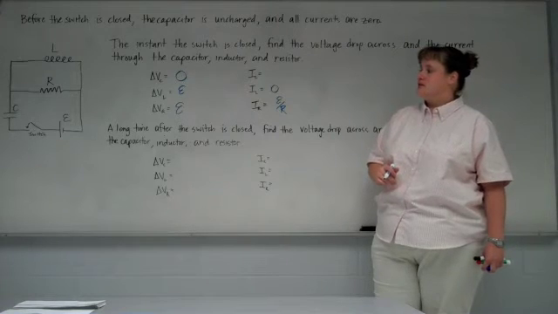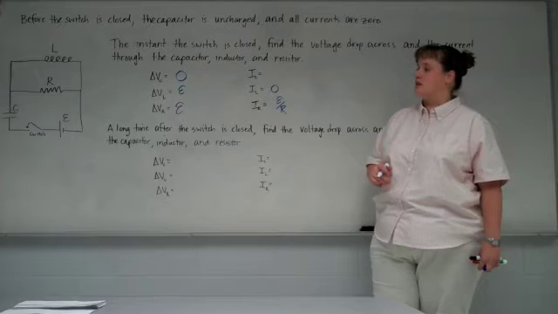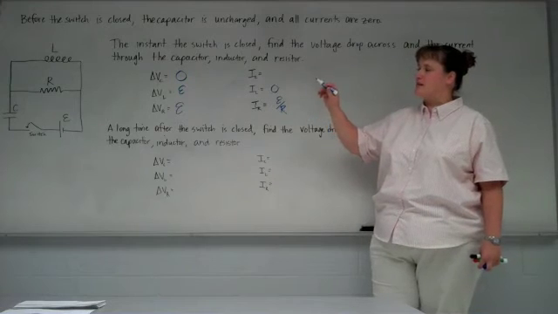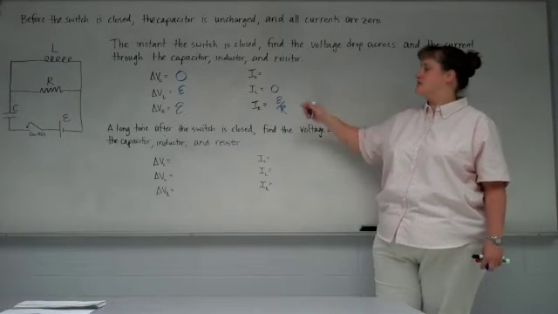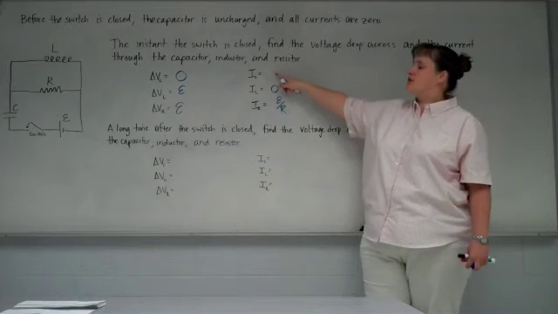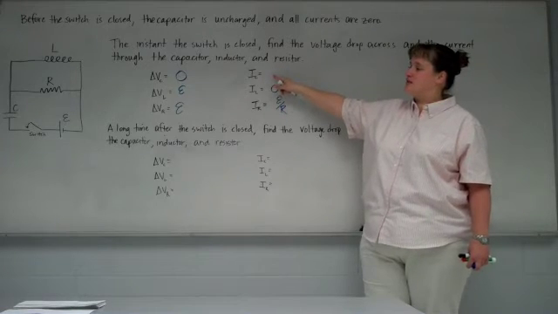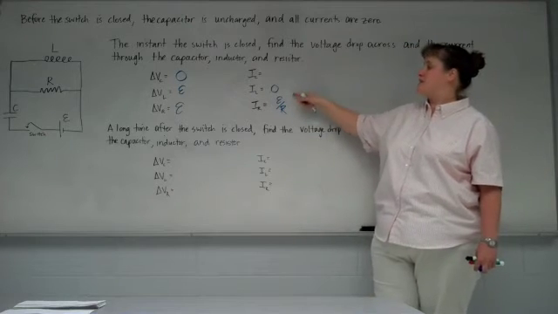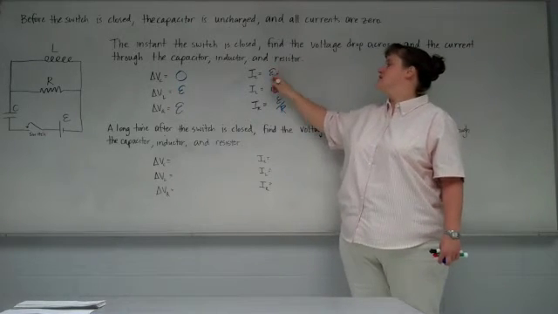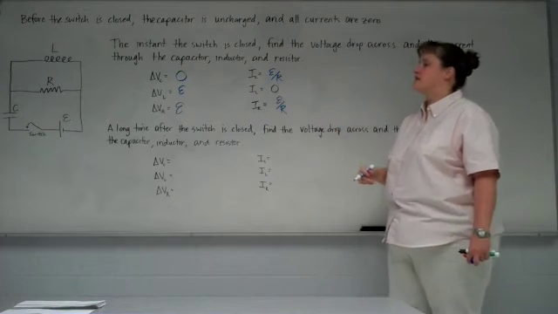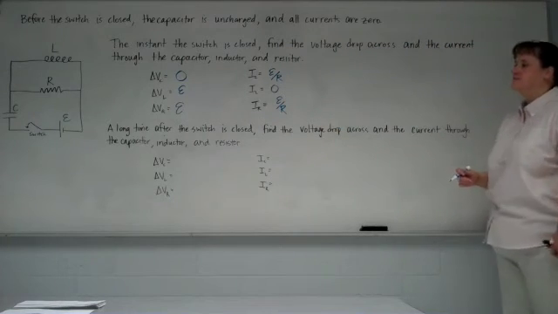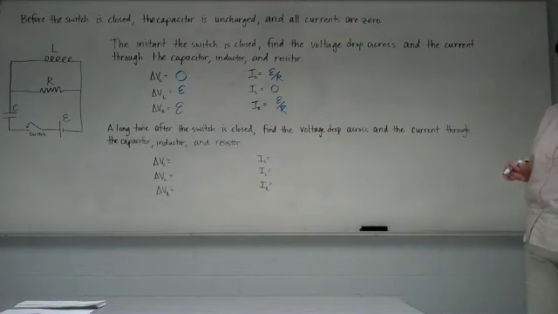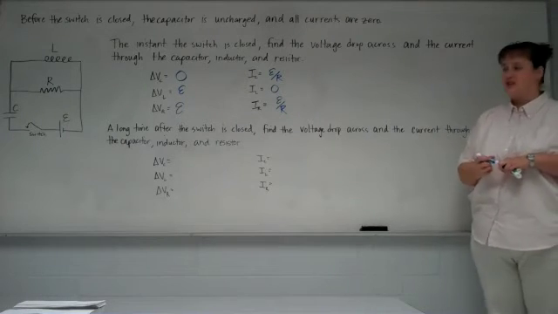According to the junction rule, whatever current flows out of the battery splits off at the junction. So the total current flowing from the battery is the current flowing through the branch that has the capacitor. It has to add up to be equal to these. So the capacitor also has E over R. Questions on that part? You good?